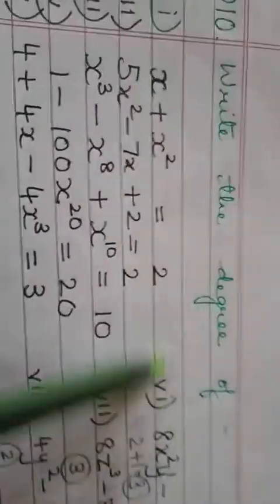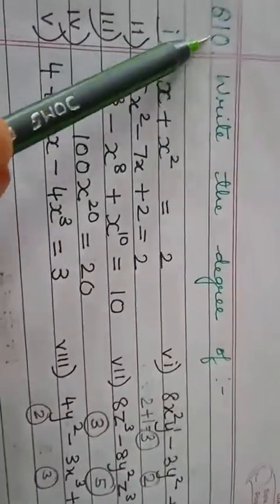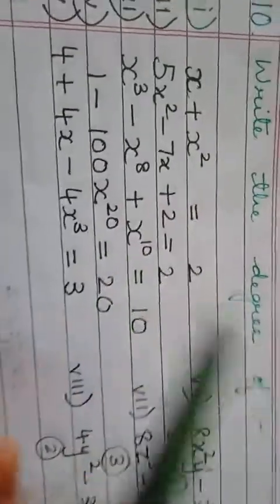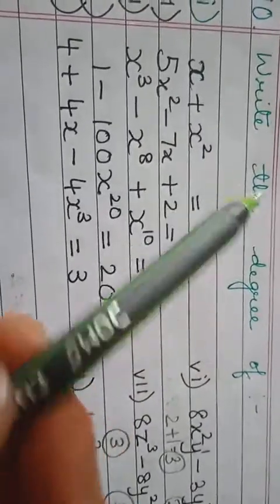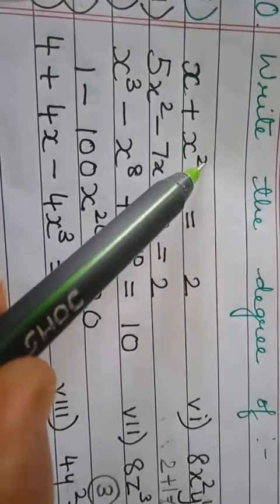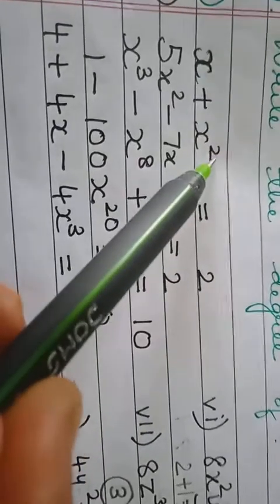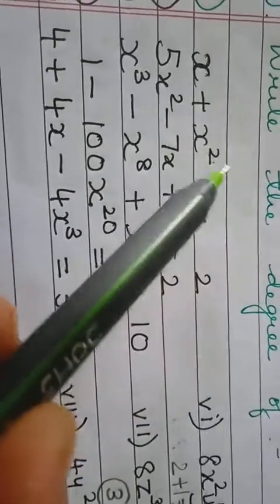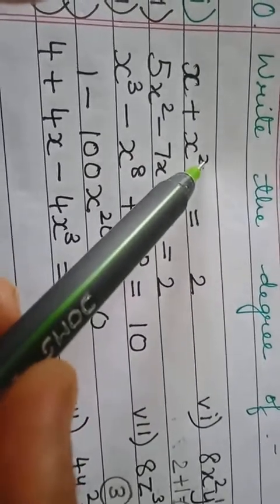The last question of this exercise. So question number 10, write the degree of x plus x square. Now in this, first we have to check the exponents. What are exponents? X raised to 2. So we say that x is the base and 2 is the exponent. So this 2 is also called the power and also called the index. So first we will check all the exponents, indices or powers.